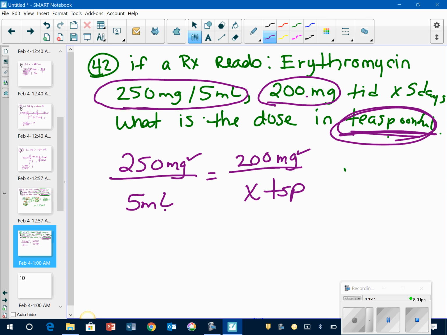Okay, so we do have two liquids on the bottom, milliliters and teaspoonfuls, but we're finding for teaspoons, so we're going to change this, and we're going to convert it over, so it'd be 1 teaspoon. So 5 milliliters is equal to 1 teaspoon.